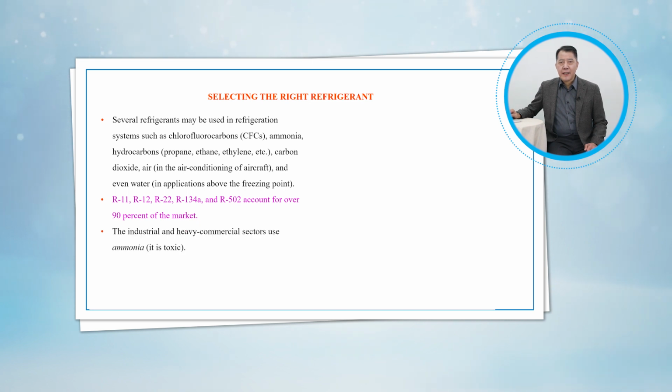The industrial and heavy commercial sectors were very satisfied with ammonia and still are, although ammonia is toxic. The advantages of ammonia over other refrigerants are its low cost, higher COPs, more favorable thermodynamic and transport properties, and thus higher heat transfer coefficient, greater detectability in the event of a leak, and no effect on the ozone layer. The major drawback of ammonia is its toxicity, which makes it unsuitable for domestic use.